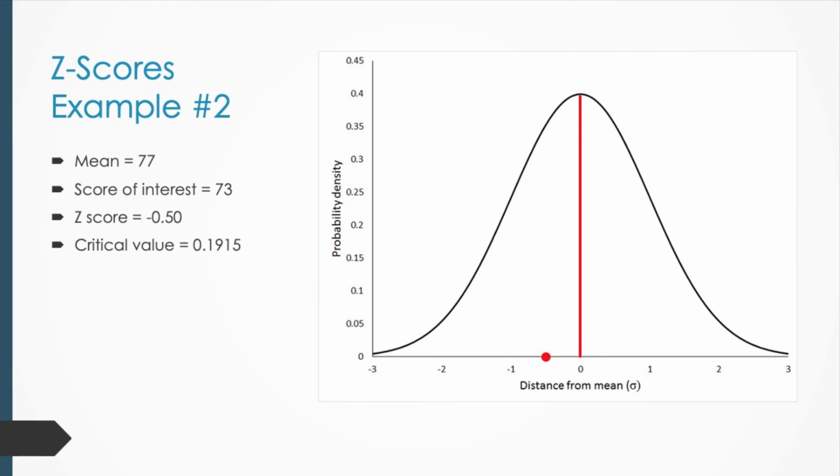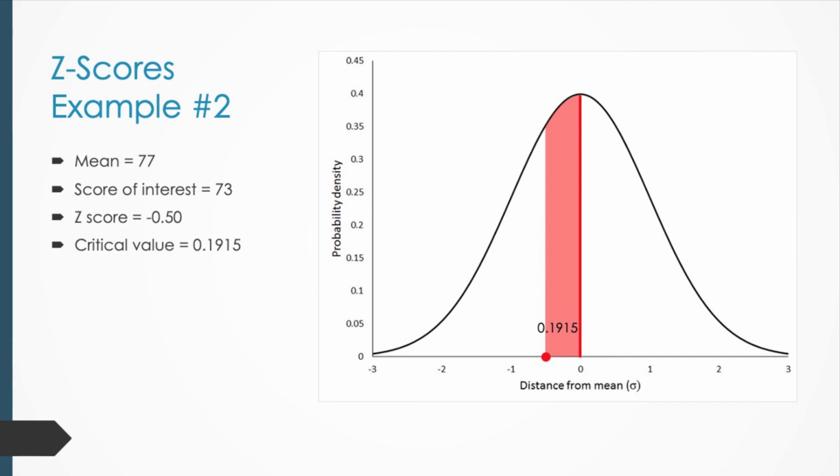So the next thing we want to do is shade in that area between the mean and the score of interest. And remember, that associates with our critical value that we looked up in the table, 0.1915. So what this is telling us is I want you to think a little bit about it and see if you can try to summarize the significance of this statistic really quickly.